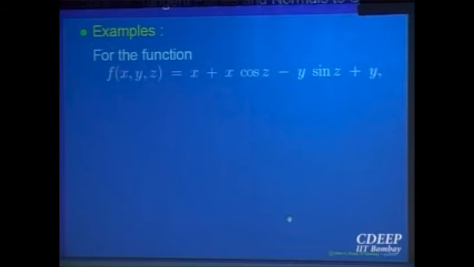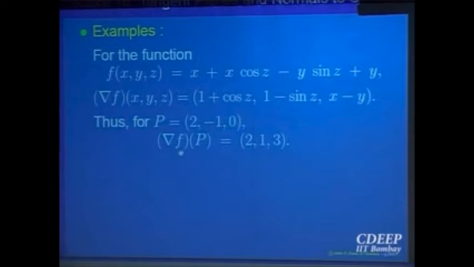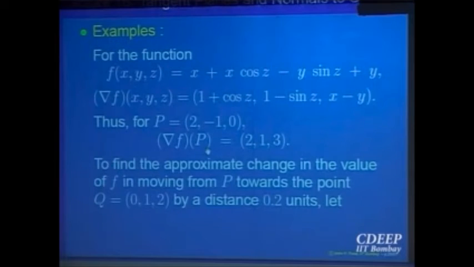Here is an example which is in the notes also. This is a function of 3 variables. Look at the gradient for this, with partial derivatives including x plus cos z. At the point P, which is (2, -1, 0), compute that gradient, that is (2, 1, 3). Now say at this point we want to find the approximate change in the value of the function. At P I want to move towards the point (0, 1, 2), and we want to know what approximate change will come in the value of the function. So when you want to move from P to Q, that is the direction, so you compute the vector along the direction and make it a unit vector.